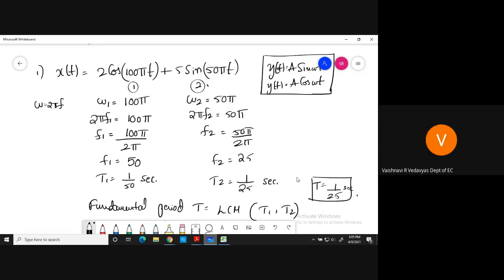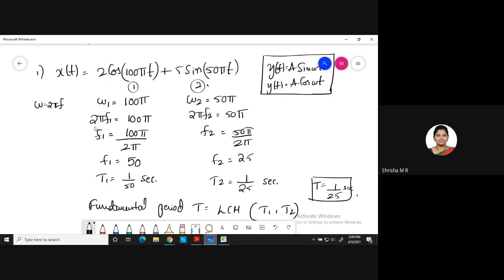Yes, ma'am. So our equation is given for you. The equation has two types of signals, a cos and a sine. You have two parts. It's a composite signal. So imagine this in the form of the standard equation, a sin omega t or a cos omega t, and take omega. This is the first part and this is the second part. In the first part, what is omega? It is 100 pi. In the second part, omega is 50 pi.